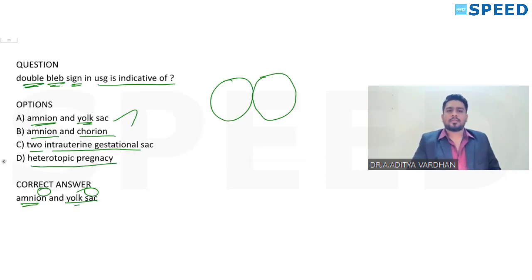Hence, I have cracked the other options. It is not two intrauterine gestational sacs, not heterotopic pregnancy, and chorion is just a confusion here. The answer is amnion and yolk sac.